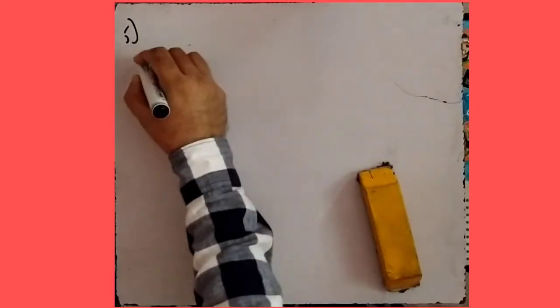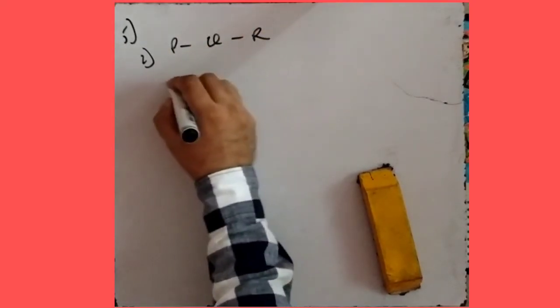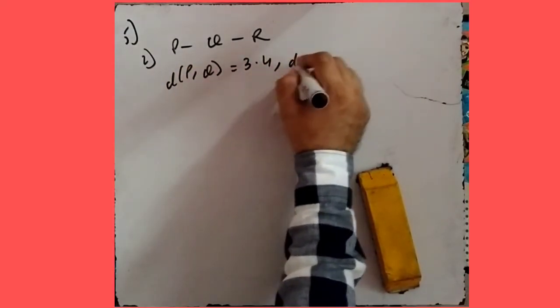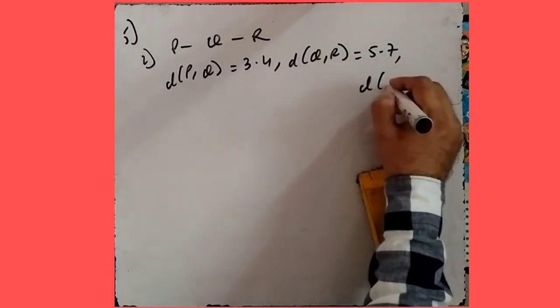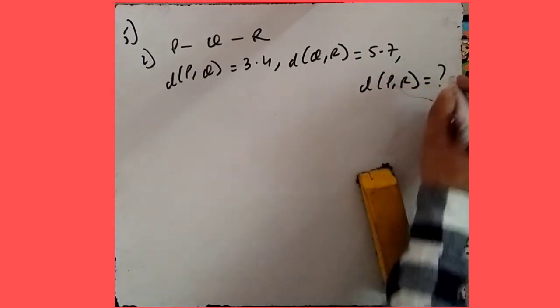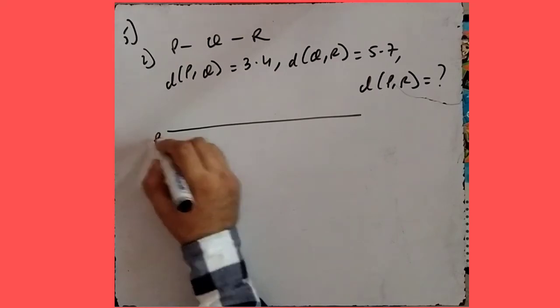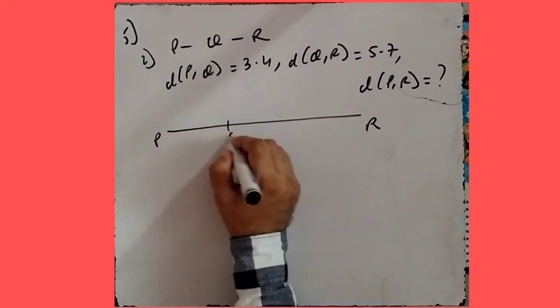Now in the second sum we have, it is given P dash Q dash R. Distance PQ is equal to 3.4. Distance QR is equal to 5.7, and we have to find out distance PR. Let us draw the figure associated with that. P and R is in the extreme, Q is somewhere over here in between.